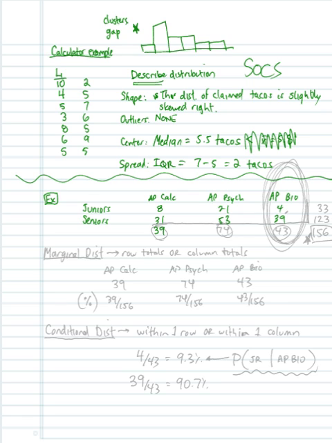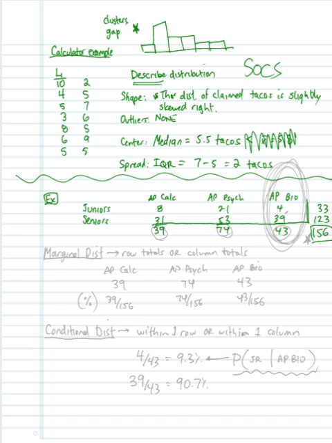But it does ask for it as a percent. So the question is whether we divide by 43 or we divide by 156. But because we were given the condition that it is among students in AP Bio, we only care about the students in AP Bio. That is the 43. And so we end up with 9.3% and 90.7%.